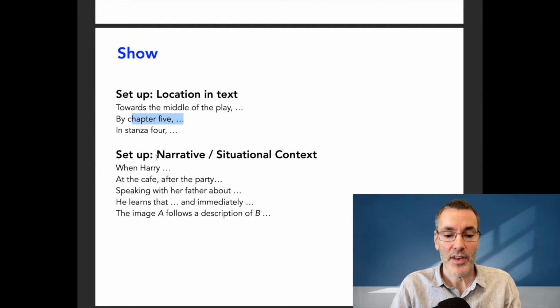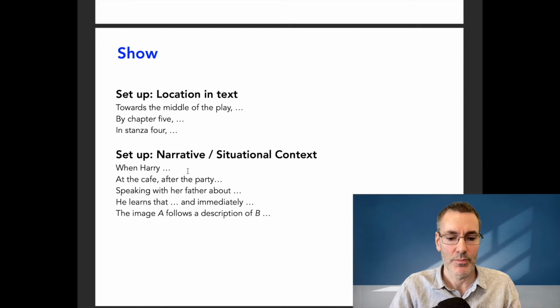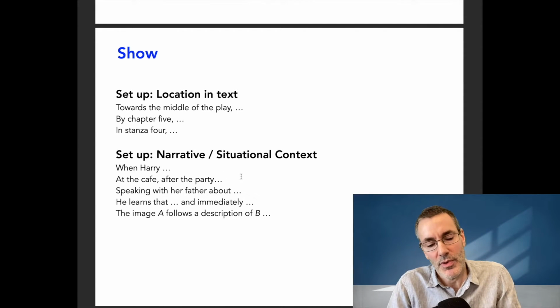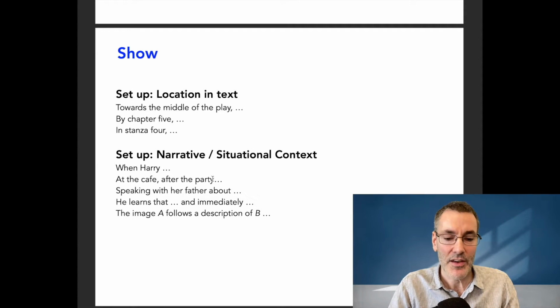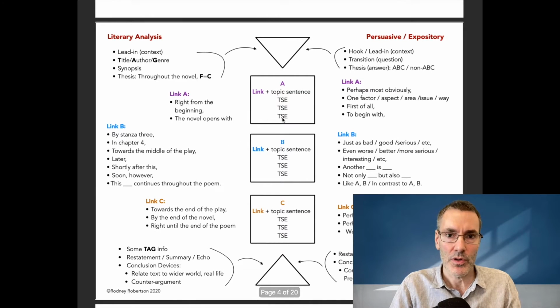The second thing you have to set up is the narrative situational context. Don't just say, in chapter 5, Harry says this. No. In chapter 5, when Harry's talking to Ron about whatever, he says this, and then you explain it, okay? At the cafe, after the party, these kinds of things. And again, if you go back to my overview video, I walk through some of these things and how to set things up.